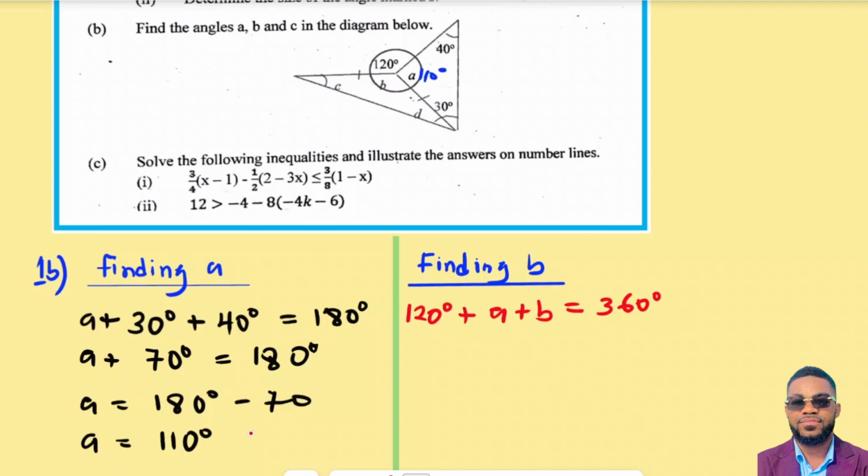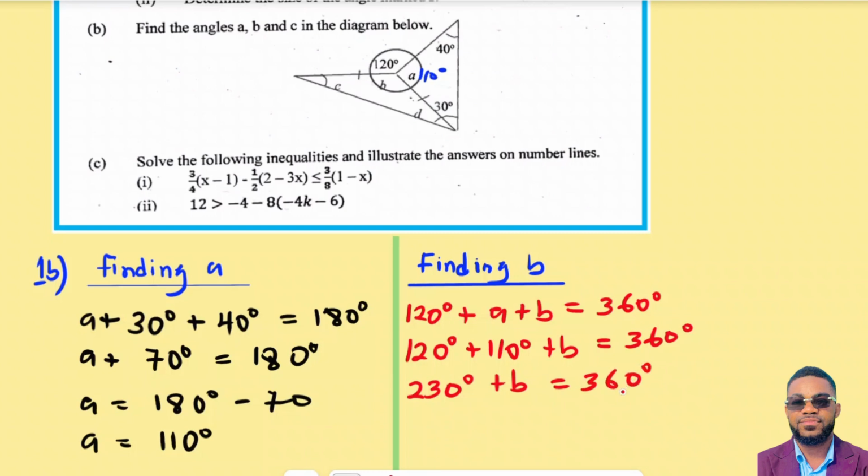Now we know that A is 110. So in place of A, I'll just write 110. So that's going to be 120 degrees plus 110 degrees plus B is equal to 360 degrees. So 120 plus 110, what are we going to get? We are going to get 230 degrees. Now plus B equal to 360 degrees.